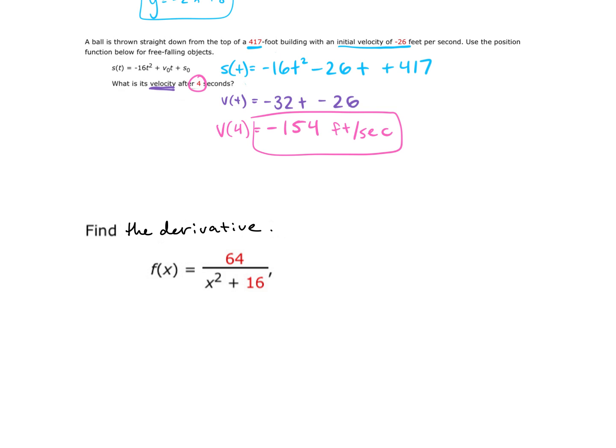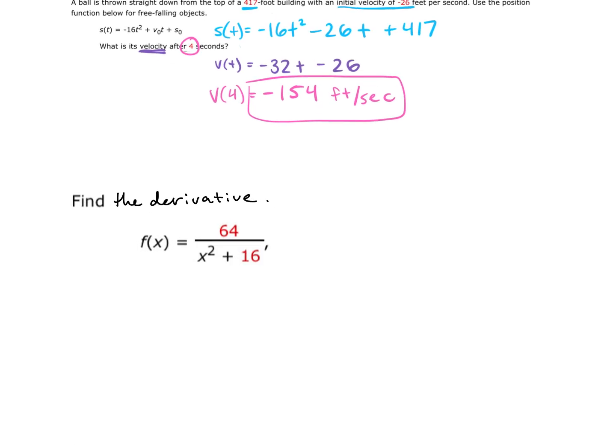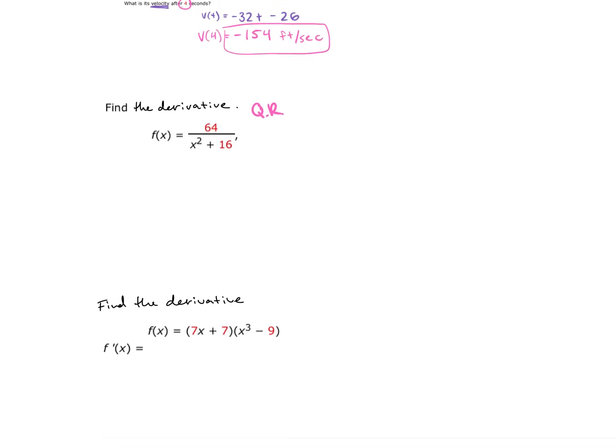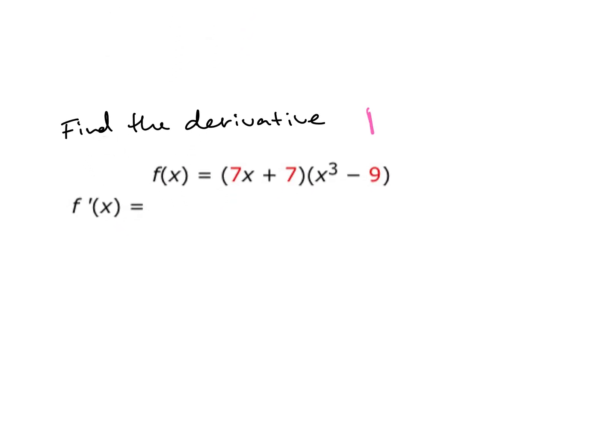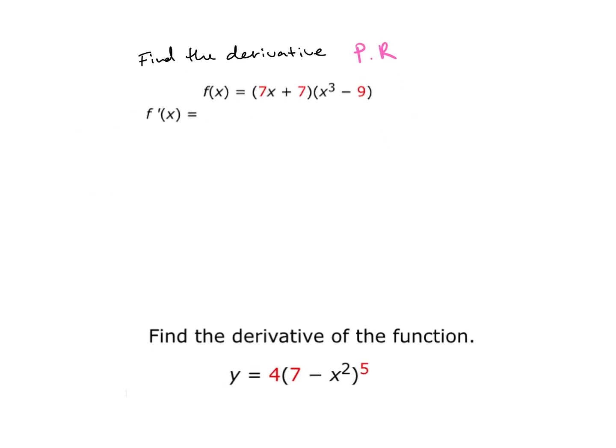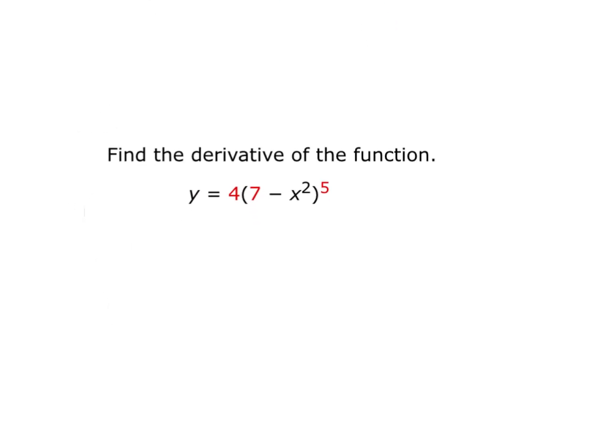For the third question, how would we find the derivative? What would we need to do? Quotient rule. What about for the next one? Product rule. What would we need to do for the next one? Chain rule.